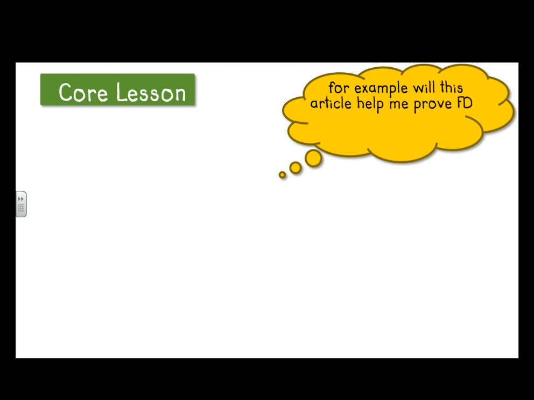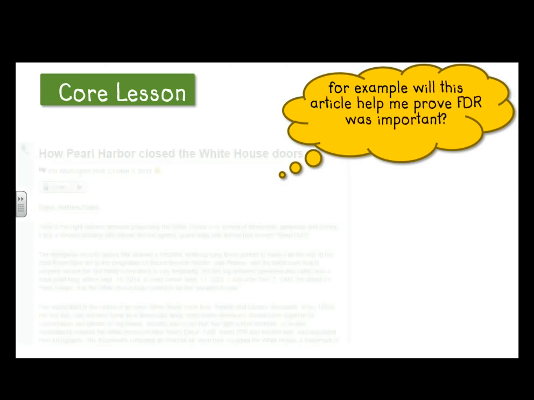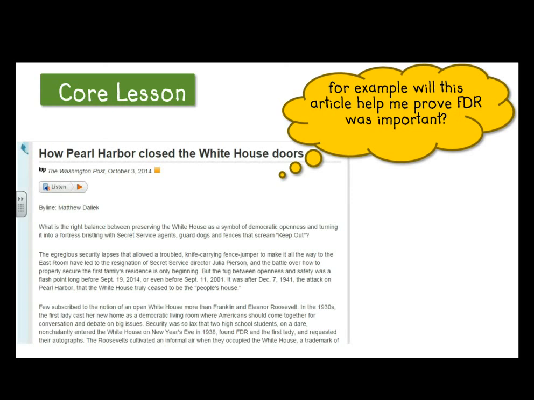So, for example, will this article help me prove that FDR was important? "How Pearl Harbor closed the White House doors." Well, it doesn't have his name in the title, but maybe. I'm going to skim through it, and I see "an open White House, Franklin and Eleanor Roosevelt in the 1930s, the First Lady." No, I do think this. "The Roosevelts cultivated an informal era when they occupied the White House." No, I like this. I think this is going to help me. So that one I will choose. That's going to be my newspaper article.